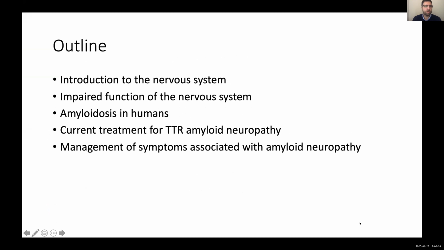So for this talk today, we're going to start with an introduction to the nervous system. We will then discuss the impaired nervous system. We'll discuss amyloidosis in humans. And then I'll focus a little bit more on TTR amyloid neuropathy treatment, because that's where we have most of the treatment at this time. And then if we still have time, discuss the management associated with amyloid neuropathy.